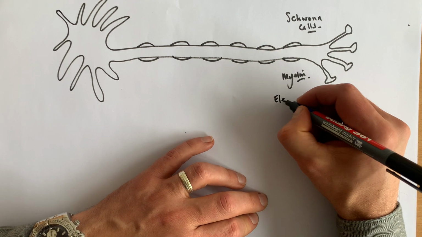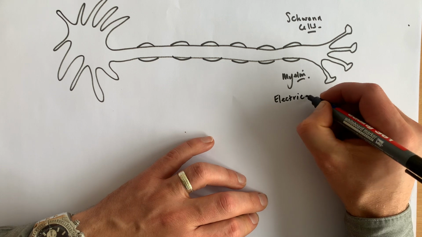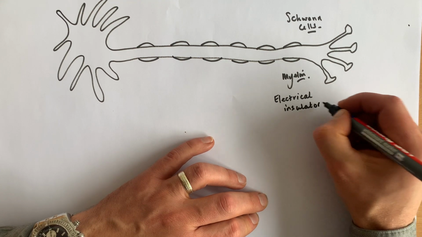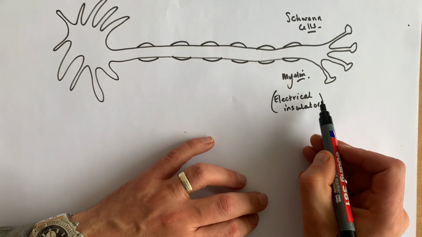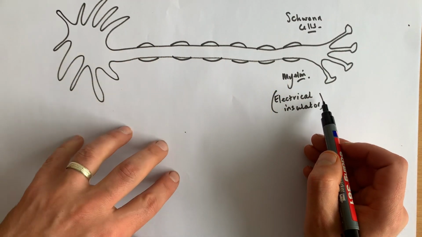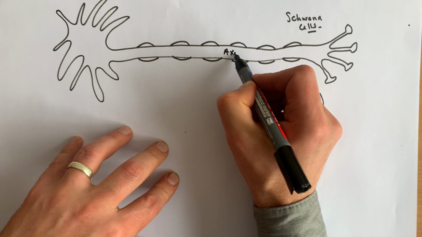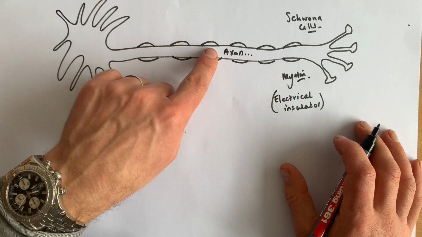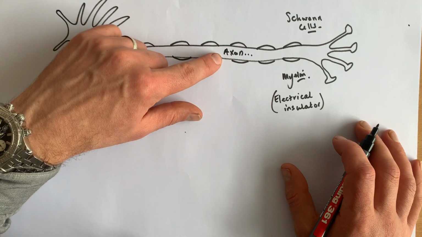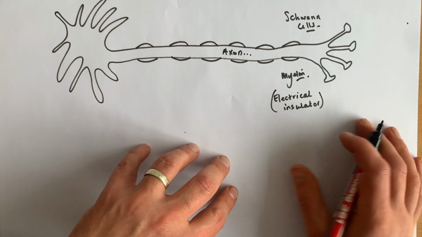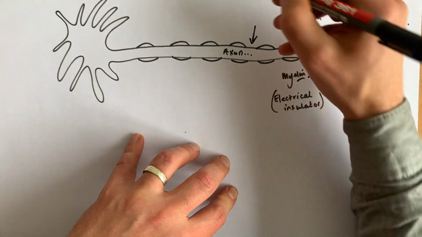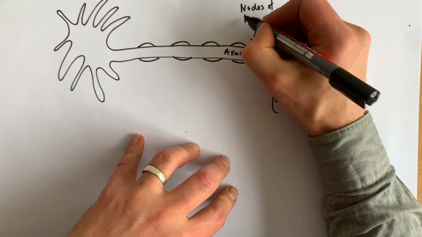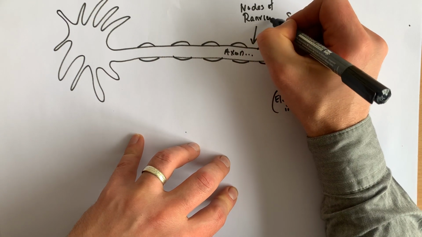So we could say electrical insulator, and that's going to speed up the rate at which the nerve impulses passes down the axon of the motor neuron. Now the gaps between the Schwann cells where there's actually no myelin sheath are called nodes of Ranvier. So here, these are nodes of Ranvier.